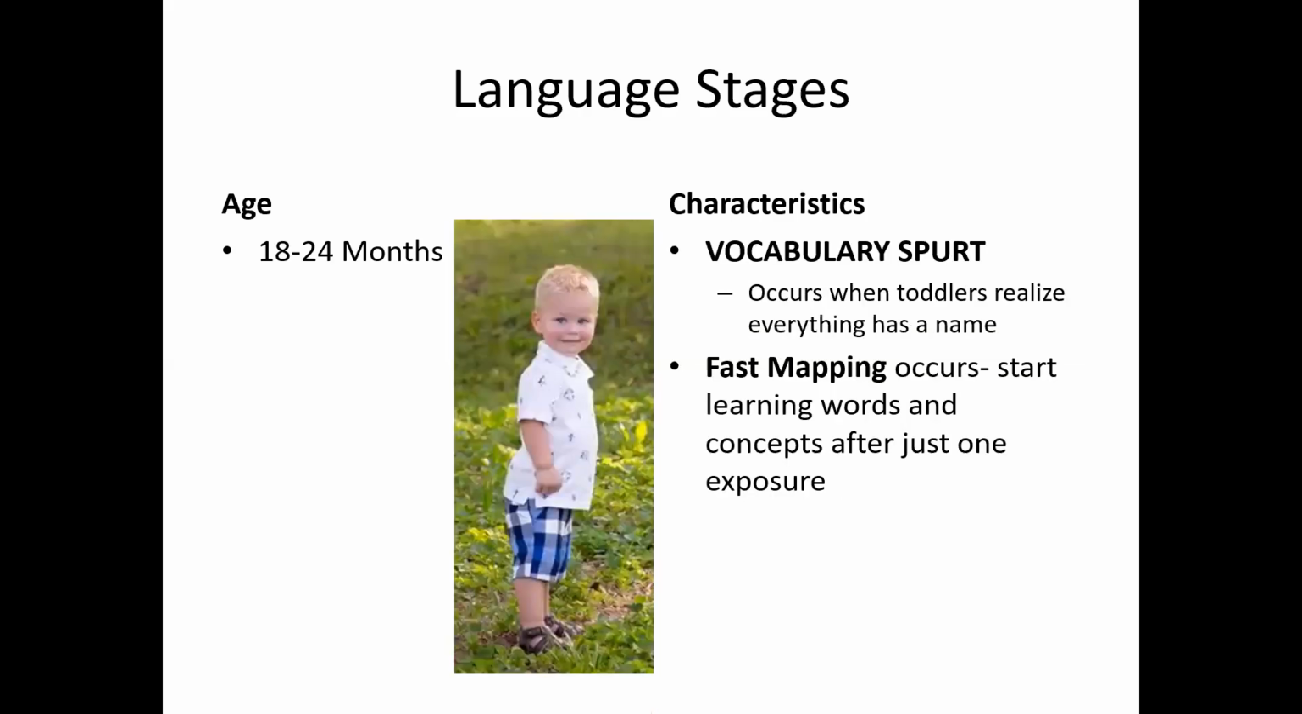But then you have this magical period happen between like a year and a half to 2. It's a massive vocabulary spurt. All of a sudden toddlers realize every single item in the world has a name. Every person, everything, every object, it has a name. And for whatever reason, their brains are now hardwired to figure out what these things are.